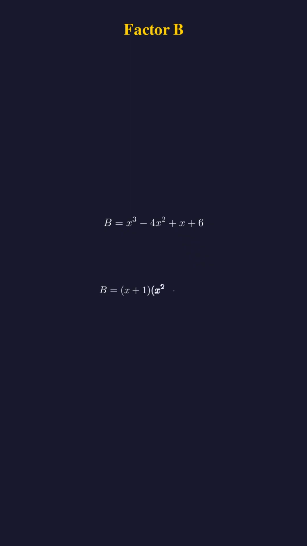Plug in x equals negative 1. Boom, 0. Factor out x plus 1 and you get x squared minus 5x plus 6, which is (x minus 2) times (x minus 3).